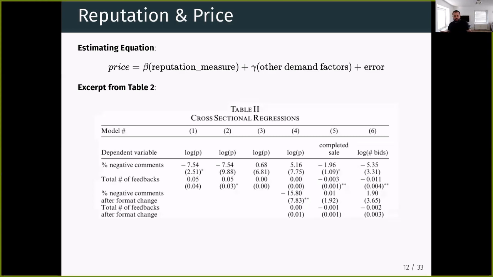There's no association between negative reputation and price. There is evidence, statistically significant at the 10% level, that more negative comments are associated with lower sales numbers.